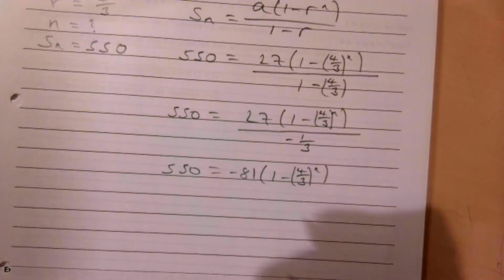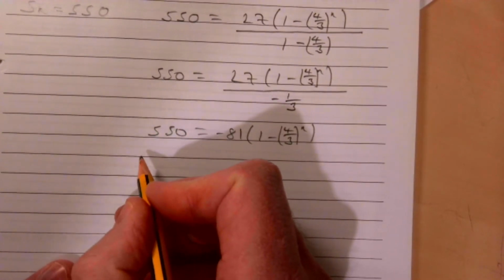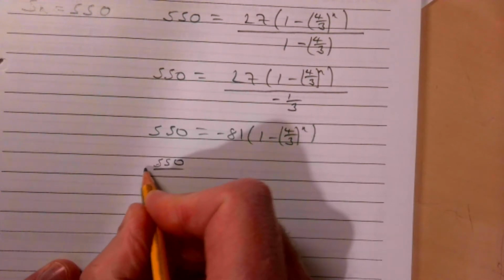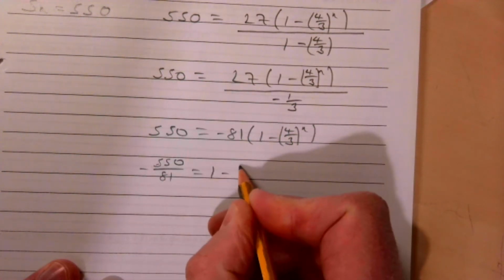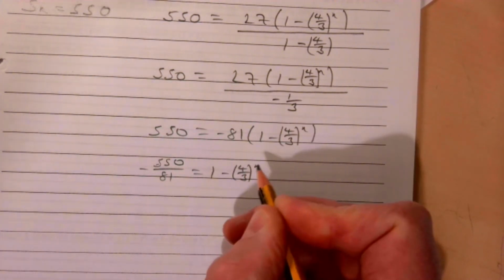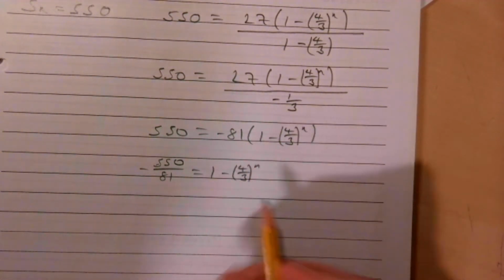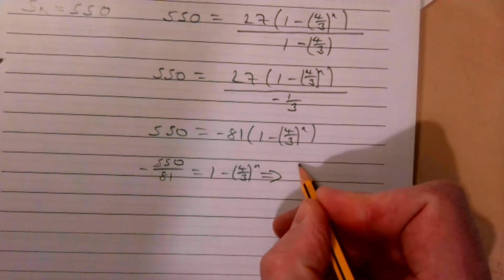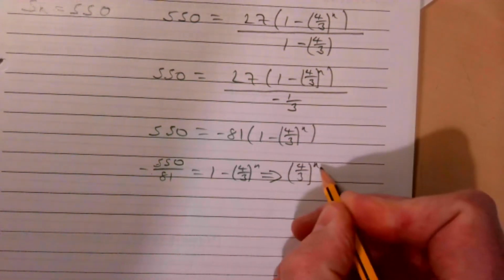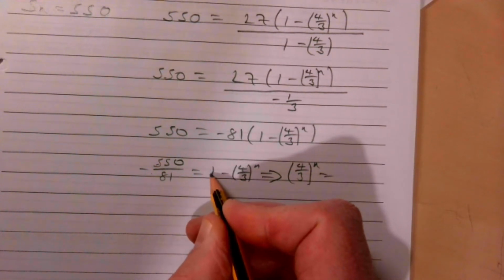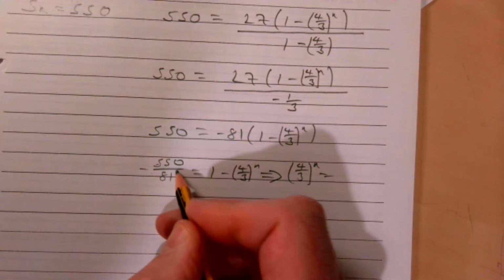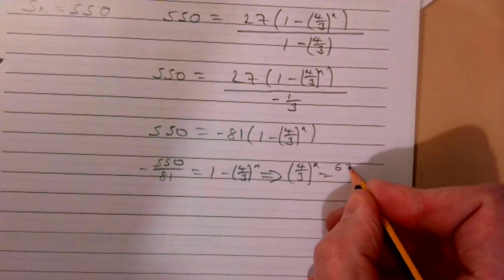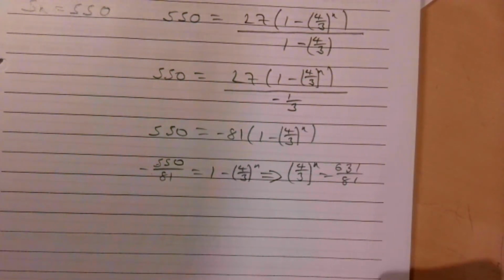We're going to divide then by minus 81. I need to be careful with the space I'm using here. There's still a fair few lines to go. 550 over minus 81 is 1 minus 4/3 to the power of n. And then I'm going to take this over to this side here. That gives me 4/3 to the power of n equals 1 plus 550 over 81. So I need to add another 81 to that. Effectively then we're going to get 631 over 81. I hope you're still with me there for that.